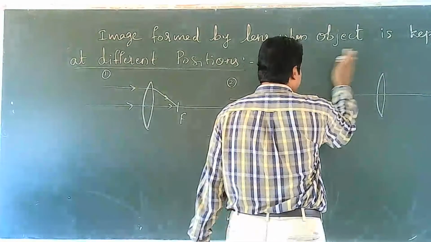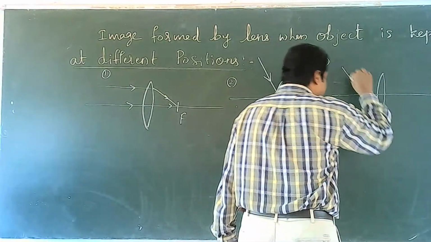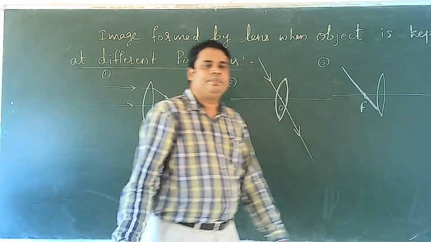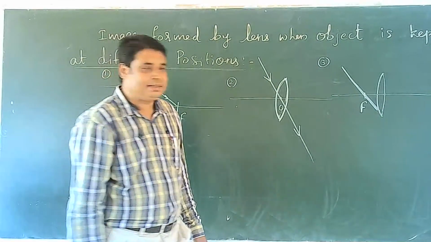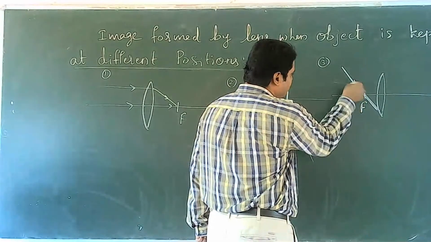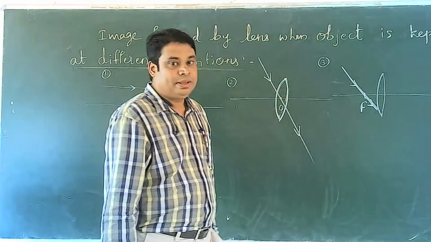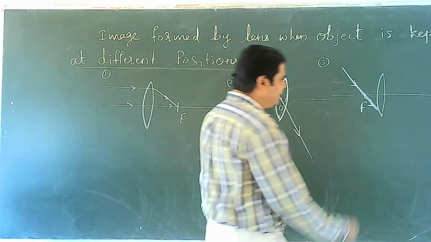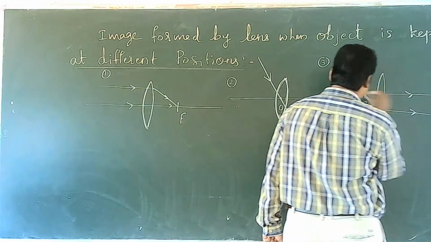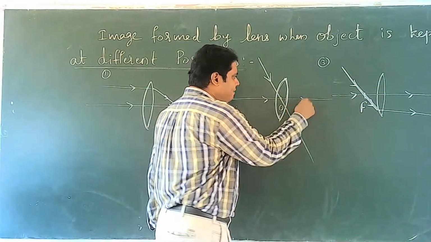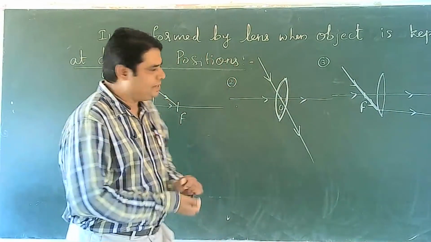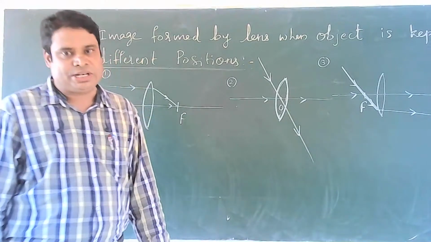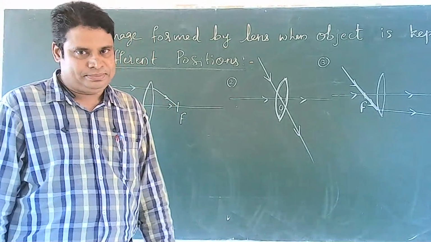Whenever a ray of light is incident on a refracting surface, say lens, and it is allowed to pass through principal focus, then after refraction the ray will travel parallel to the principal axis. These three rays we have to consider. Using these three rays, we can construct the image of an object.